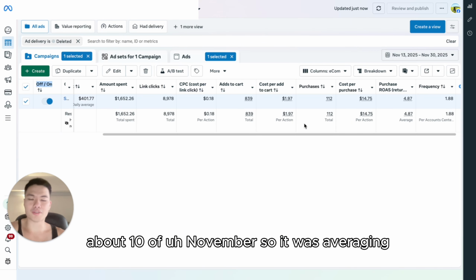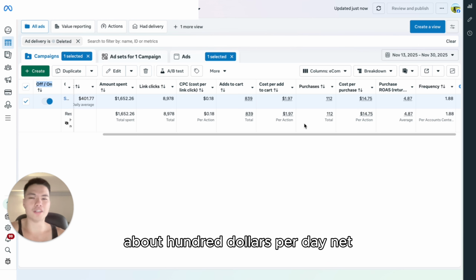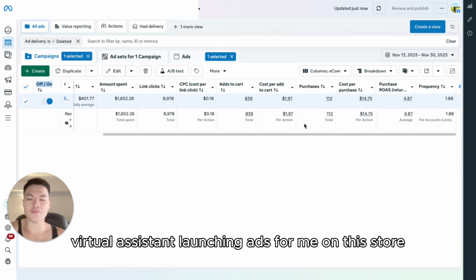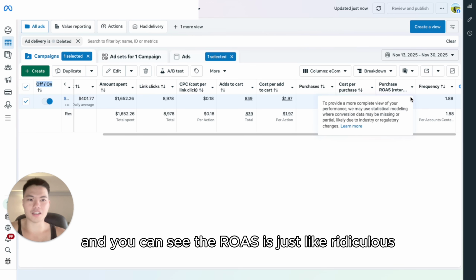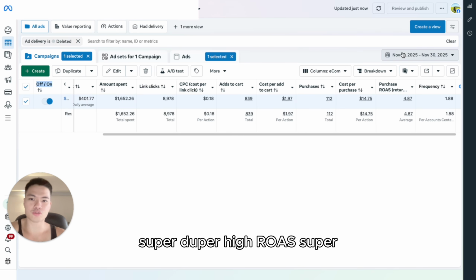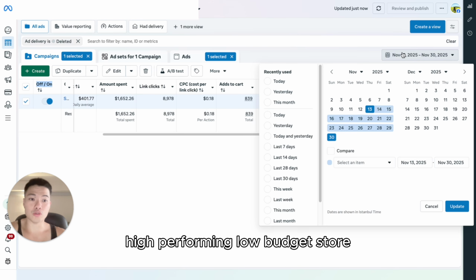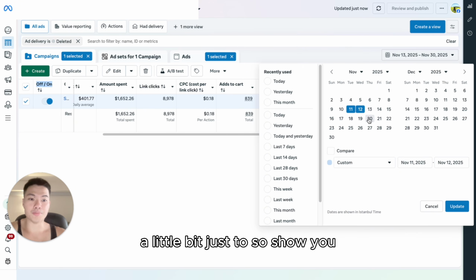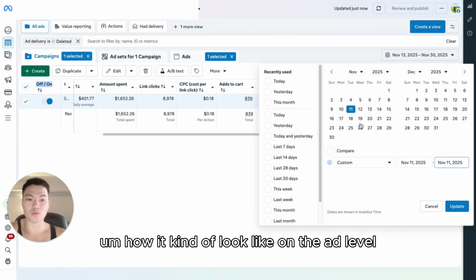I started running about the 10th of November, so it was averaging about $100 per day net, and it was kind of on autopilot because I have my virtual assistant launching ads for me on this store. And you can see the ROAS is ridiculous, it's 4.87, so super high ROAS, a super high performing low budget store. I actually want to go into the ads a little bit just to show you how it looks on the ad level.